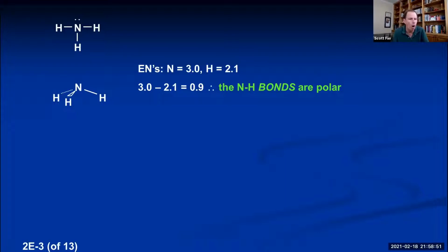So in all 3 of these bonds, the nitrogen end is going to be negative, and the hydrogen end positive. Label this bond. The next bond, label hydrogen positive, nitrogen negative. And the final bond, label hydrogen positive and nitrogen negative. Okay?